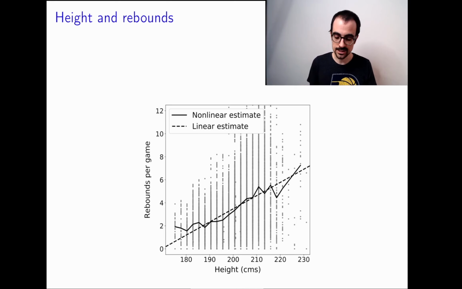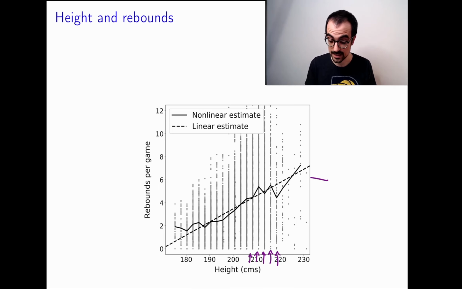A clear advantage is that the linear estimate is less noisy; the nonlinear estimate is noisier. It's unlikely, for example, that this is actually corresponding to true structure, that this is meaningful in any way. What is more likely is that because we don't have enough data and we're computing a lot of averages, basically at every possible height, if we don't have enough players, it's going to be quite noisy.